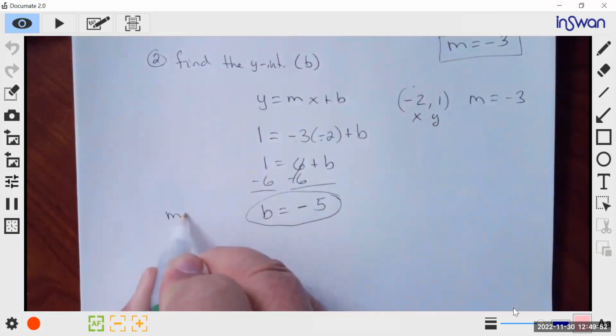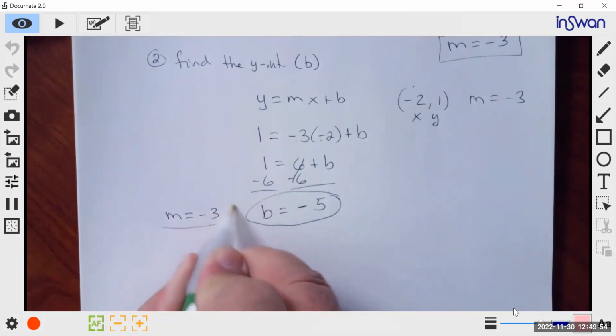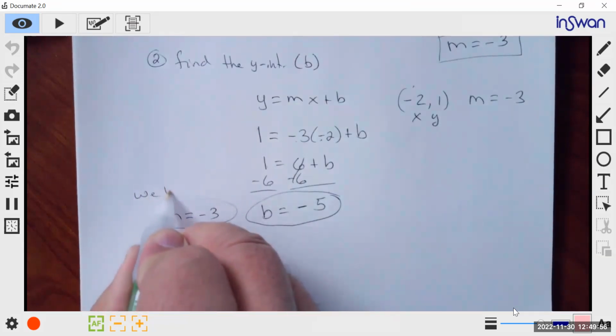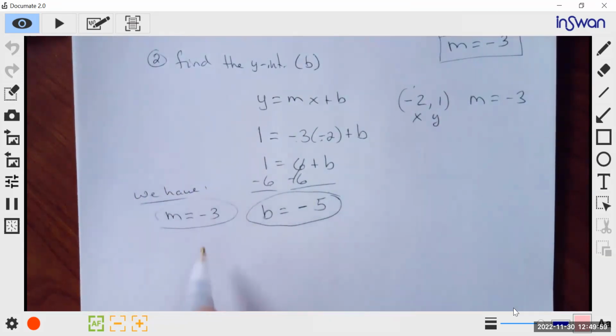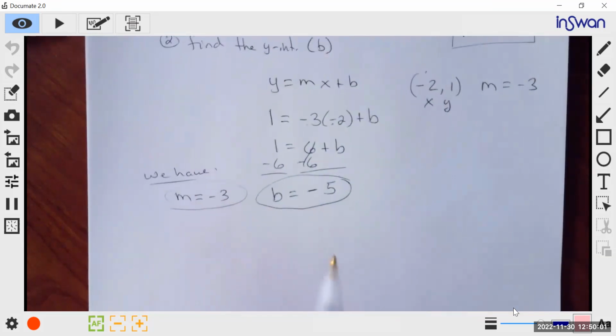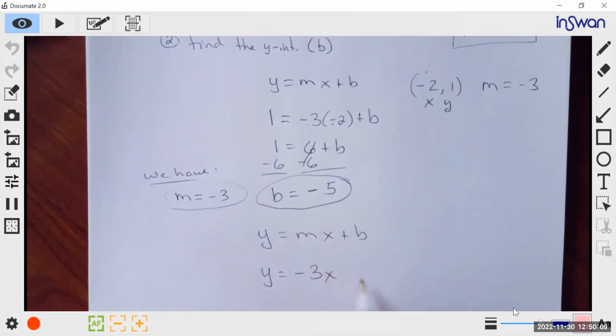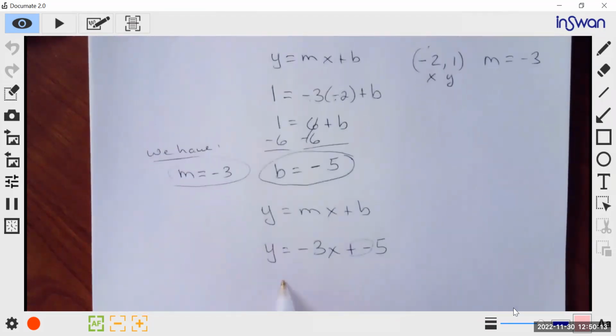So we have our slope is -3. The y-intercept is -5. Plug them back into here. -3x plus -5. Positive and negative makes it a negative. And this is the equation.